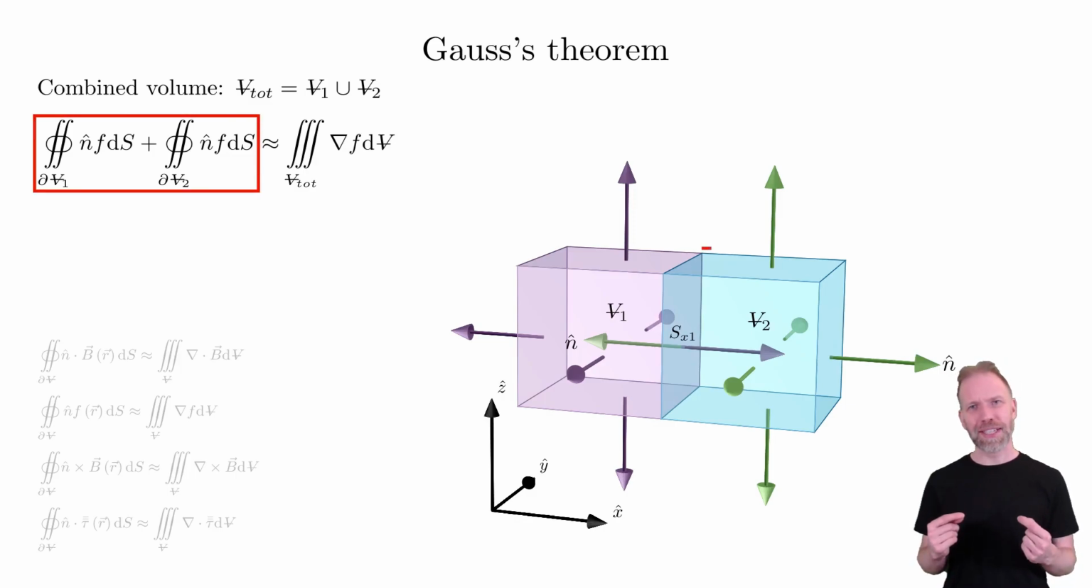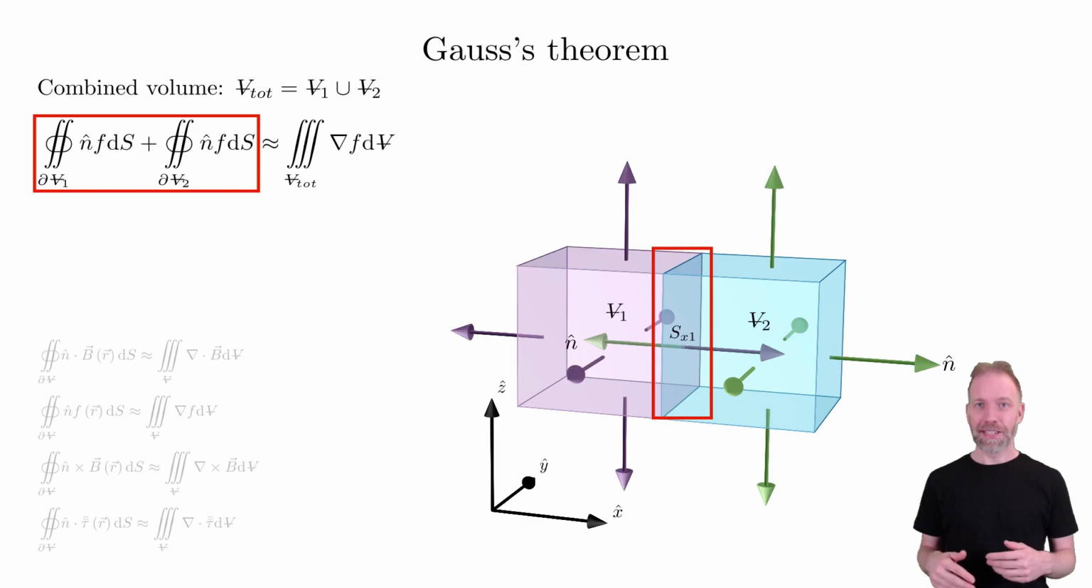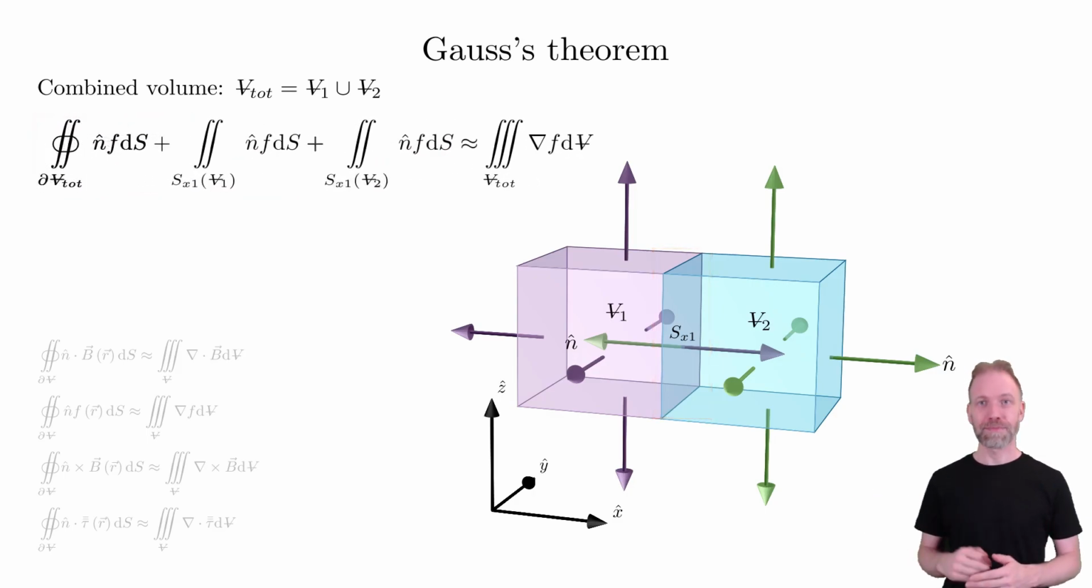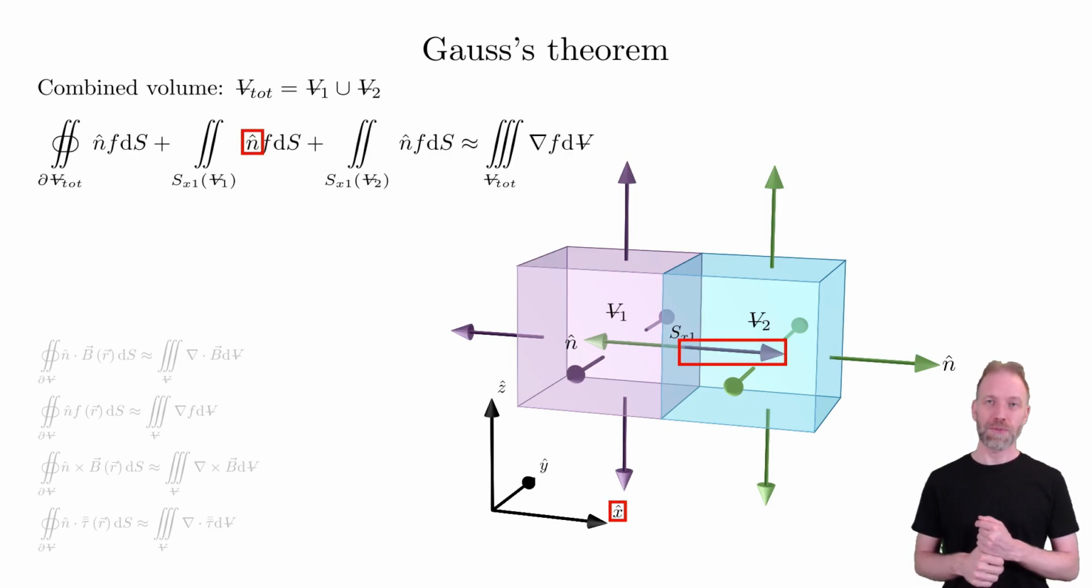It's a little bit tricky for the surface integrals though, as we have these connecting sides in the middle. These are not part of the boundary of the combined volume. Hence, write it as the integral over the full boundary plus these. Now let us look at the normal vector, which for volume 1 is x hat.